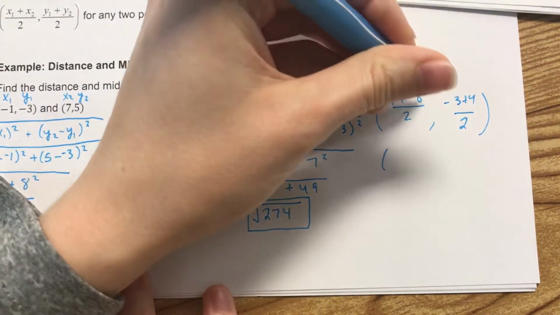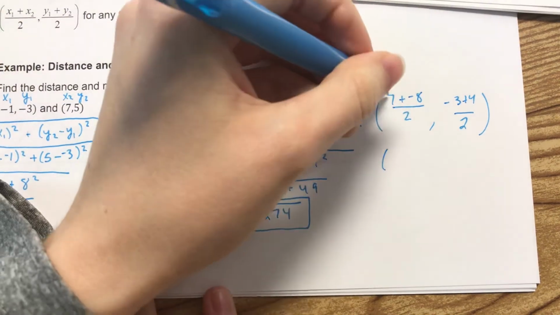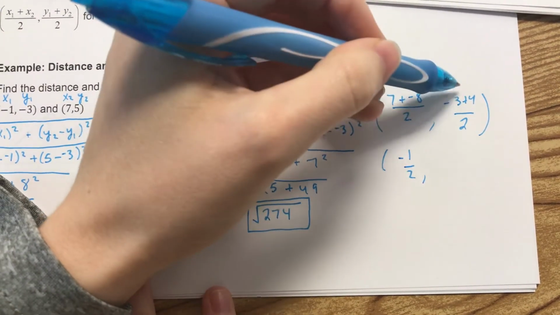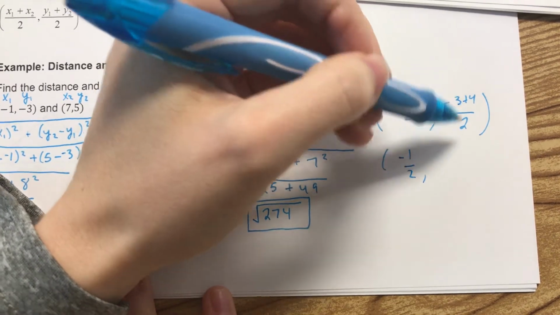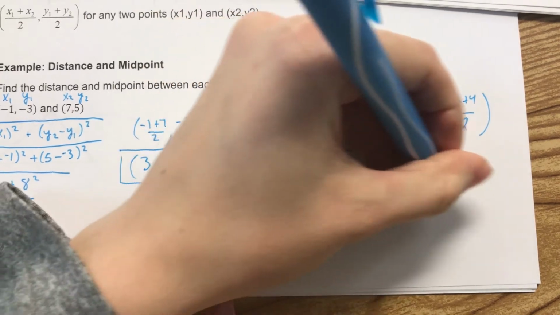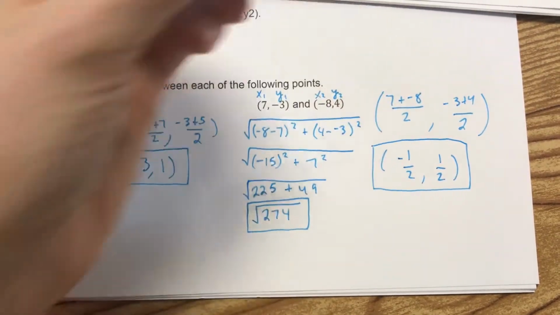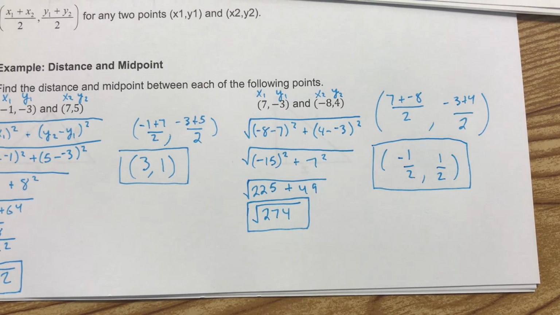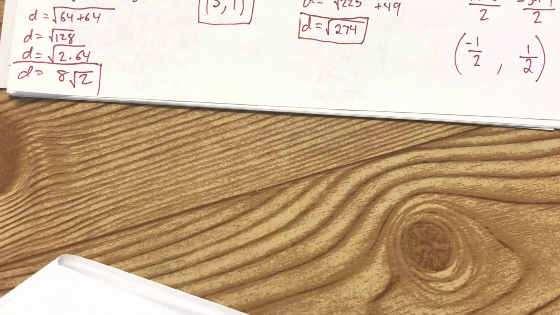So 7 plus negative 8 is negative 1. Negative 1 divided by 2 is negative 1/2. Negative 3 plus 4 is positive 1. Positive 1 divided by 2 is positive 1/2. So this segment that connects those 2 points has its midpoint as negative 1/2, positive 1/2. All right, so let's take a look at the next page where we're going to talk about medians.